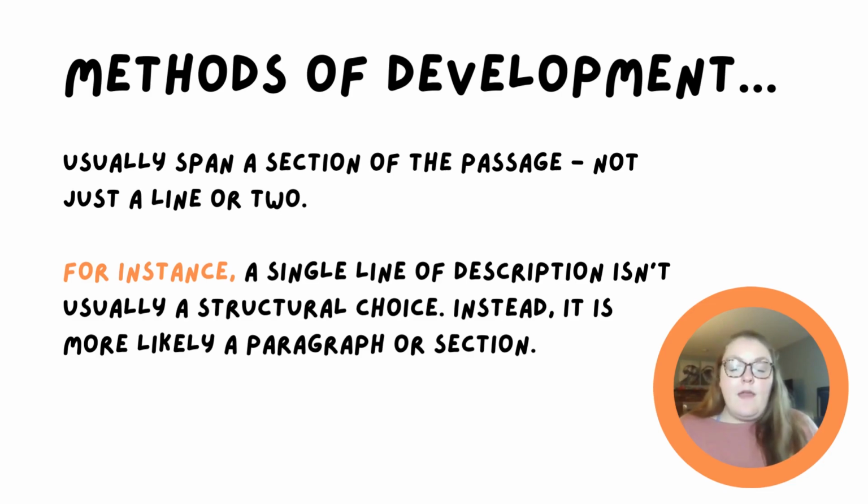While a writer might make a quick comparison or do a quick cause and effect within a sentence, typically methods of development span larger portions of the text. For instance, a single line of description isn't usually a structural choice. Instead, it's more likely going to be a paragraph or a section that goes into great detail describing something. The reason I make that distinction is it can be confusing because sometimes a writer is just describing something quickly, right? But when we're talking about it as a method of development, it's usually going to be more substantial.